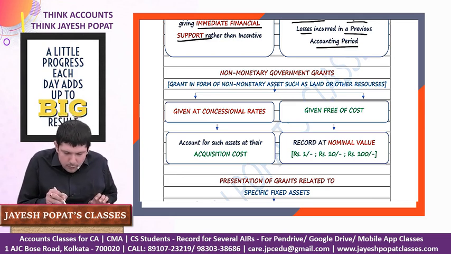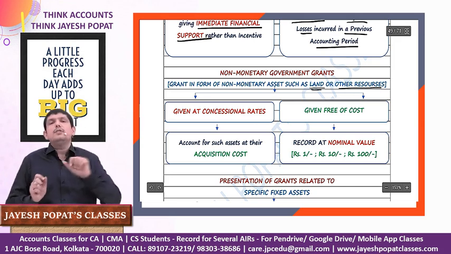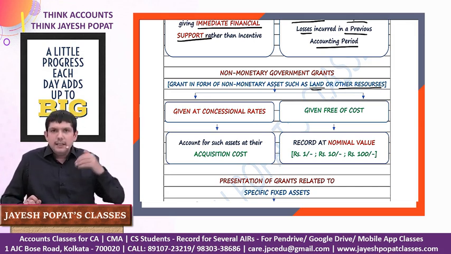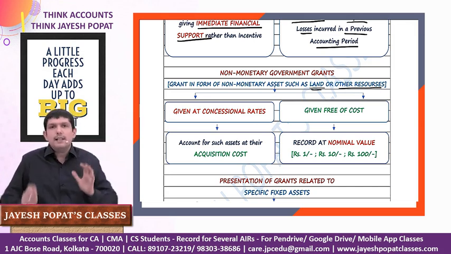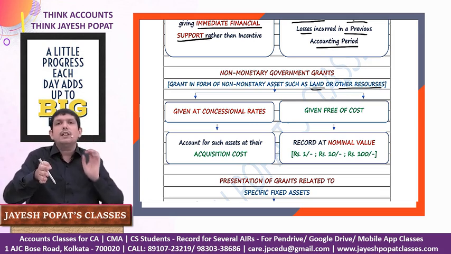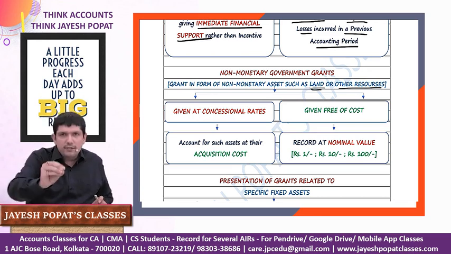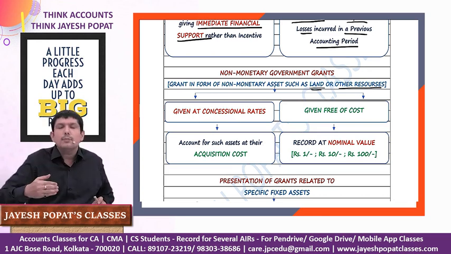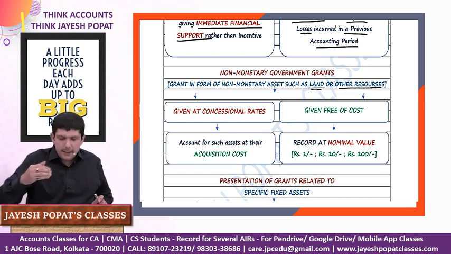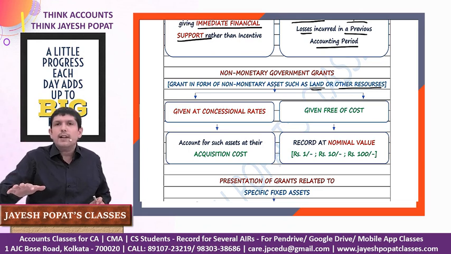So, a grant in the form of non-monetary assets such as land or other resources could be of two scenarios. Either the land is given to you at a concessional price: maybe the fair value of the land in a particular area is 10 crore, and the government is providing you this land for 5 crore. This is treated as providing a non-monetary asset at a concessional rate. Another possibility is that it is given free of cost. It says that if you set up your factory here, we'll give you, let's say, land free of cost.